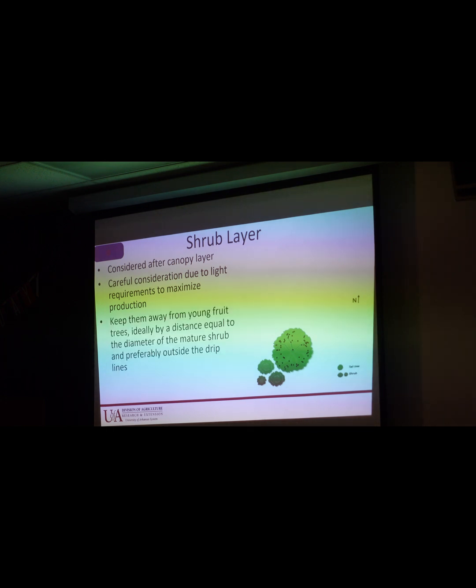Keep them away from the young fruit trees, ideally by a distance equal to the diameter of the shrub. Don't ever want them falling underneath the drip line. That water is going to fall from the tree, get your shrubs wet, get disease. And then the drip line is just where, when the tree gets saturated with water, the water starts falling. So that's why it's called the drip line.